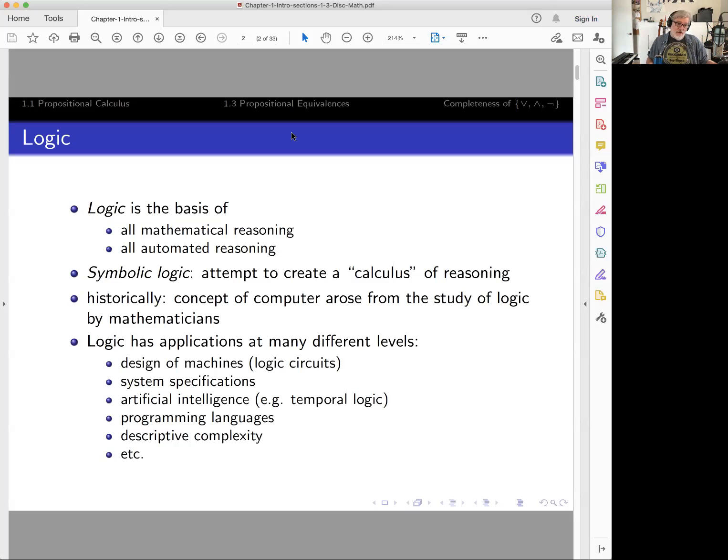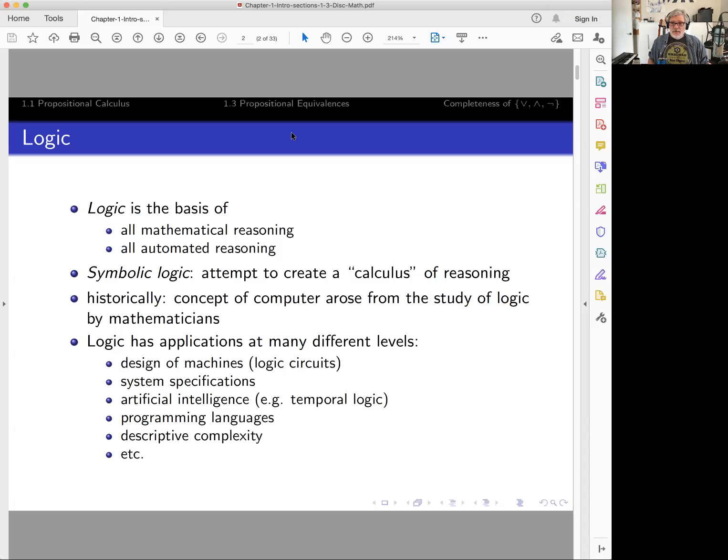I'll try to mention a few things here and there once in a while that go beyond the course, but it's a super interesting topic, especially if you're interested in computer science and the history of machines and so on. The machines actually were first designed by logicians, by mathematicians doing logic. You may have heard of the name Alan Turing. He's one of the main players in this story.